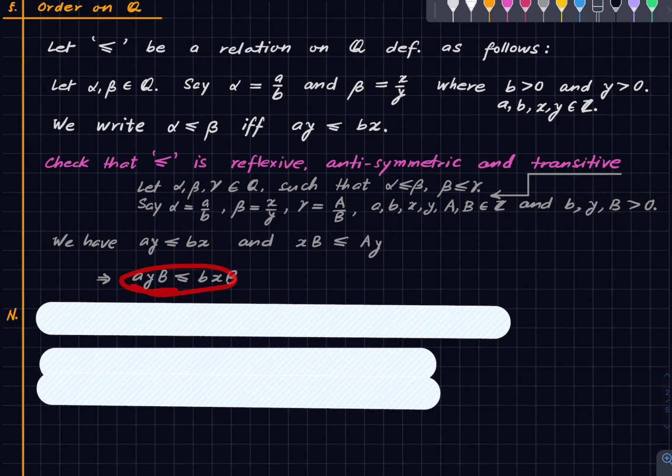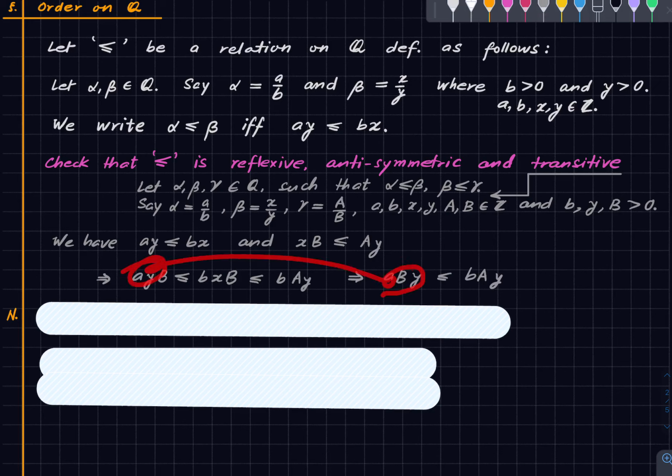Okay, so we have that, and now this is less than that, right? This is less than that as written here, but since little b is also positive, we see that this is less than equal to b times ay. Correct? So the upshot is aby is less than equal to bay.